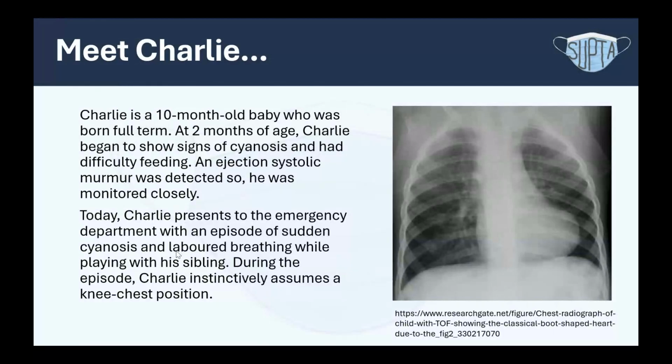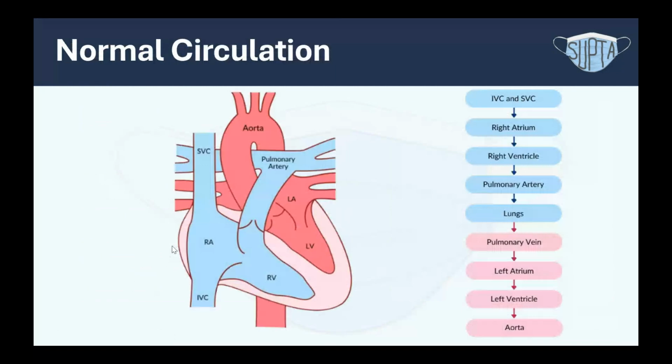So the chest X-ray that you see over here is showing a characteristic shape. We'll talk about why we see this in a little bit. But before that, let's revise the normal circulation of the heart and also talk about what tetralogy is. So starting with the normal circulation, you're first going to get deoxygenated blood from the superior and inferior vena cava. From here, it's going to the right ventricle, and then it's going to be squeezed up into the pulmonary artery, and it's going to pass through the pulmonary valve while doing so.